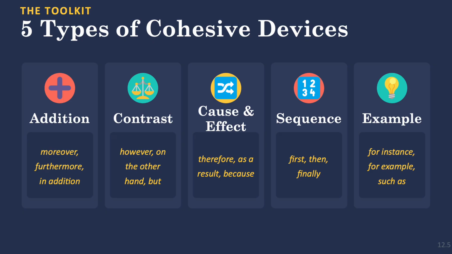The fourth type is sequence. Sequence words show the order in which ideas or events happen. For example, first, then, and finally. For example, first, gather materials, then follow the instructions. Finally, check your work. The fifth type is example. We use this when we want to provide an illustration or specific example. Examples include for instance, for example, and such as. For example, there are many ways to stay healthy. For instance, you can exercise regularly and eat nutritious foods. The cohesive device you choose should match the relationship between your ideas.